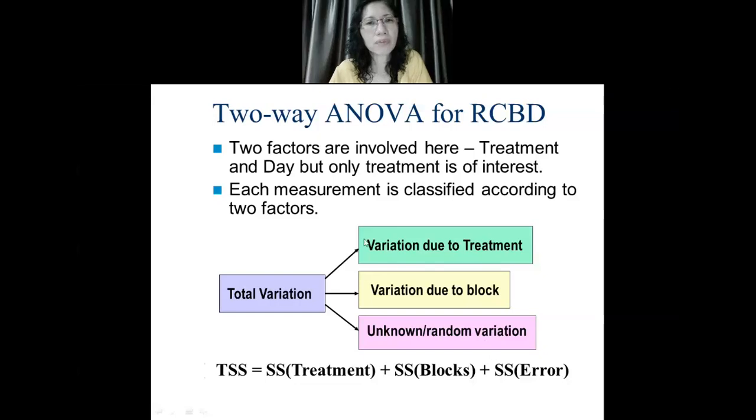Now please refer back to the one-way ANOVA and compare. For one-way ANOVA, the total variation is only partitioned into variation due to treatment and unknown or random variation. We do not have variation due to the block.